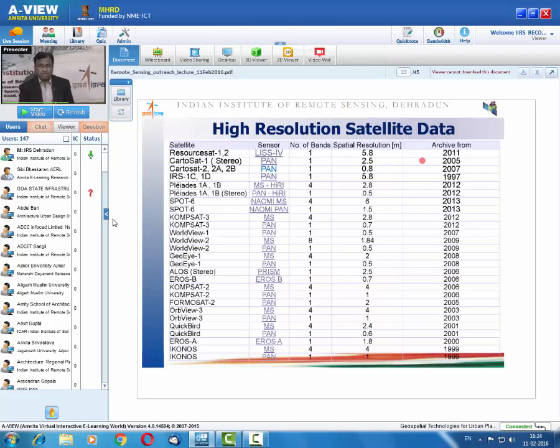Now the subsequent slide will show you, and an elaborate list is available elsewhere. We have a variety of sensor satellites which offer data in the category of high resolution satellites. For example, Cartosat 1 offers data of 2.5 meter, Cartosat 2 close to 1 meter, IRS-1C and 1D close to 5.8 meter. We have satellites from Pleiades where it is close to 0.5 meter, and then SPOT. Then we have CartoSat, WorldView, GeoEye, ALOS, QuickBird, and so forth.